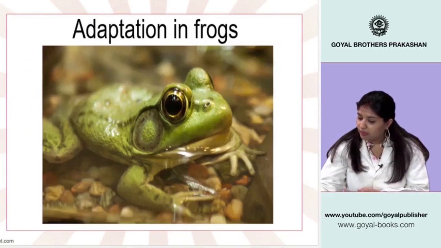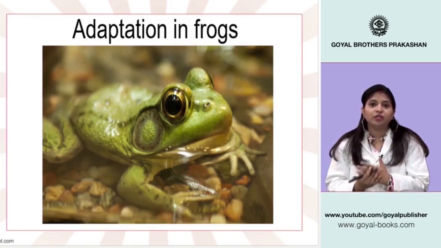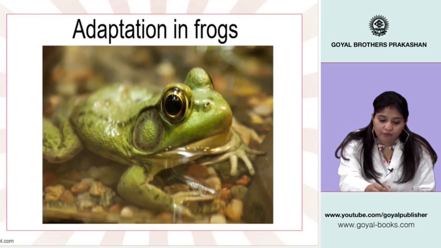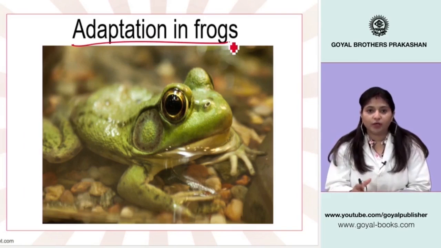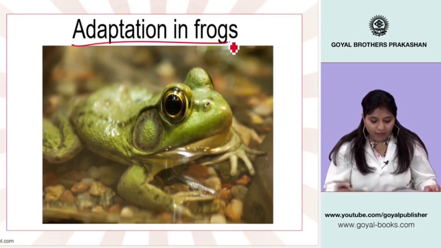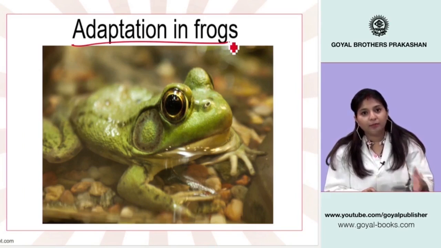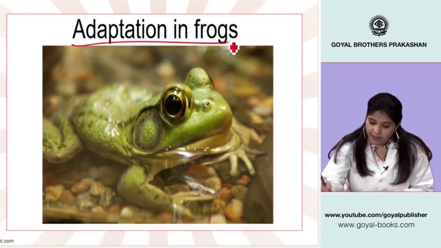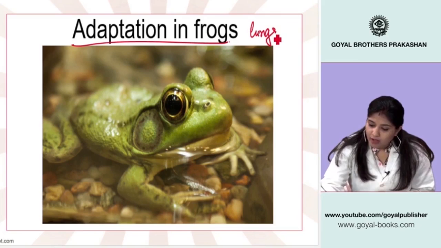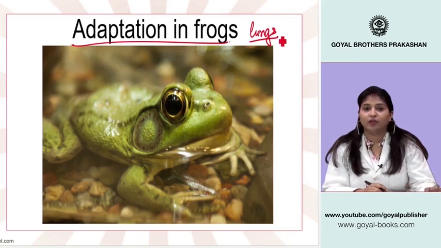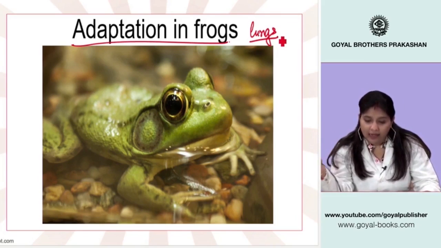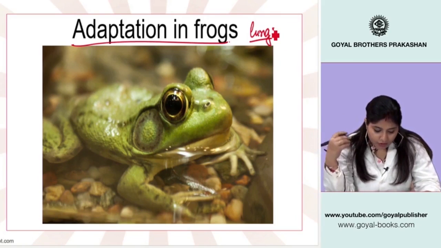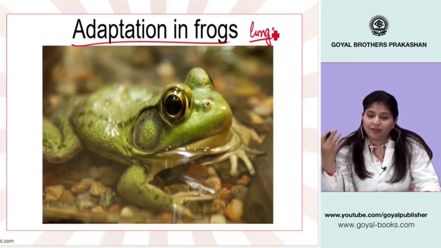Then there is one other adaptation which we need to study, that is the adaptation in frogs. We know that frogs are amphibians, so they are adapted to live in both water as well as on land. So what are the different adaptations we see in the frog? First of all, they have lungs, right? They have lungs for their respiration. We know the terrestrial animals have lungs which breathe the air, or rather they survive on land. So they have lungs which help them in respiration on land.